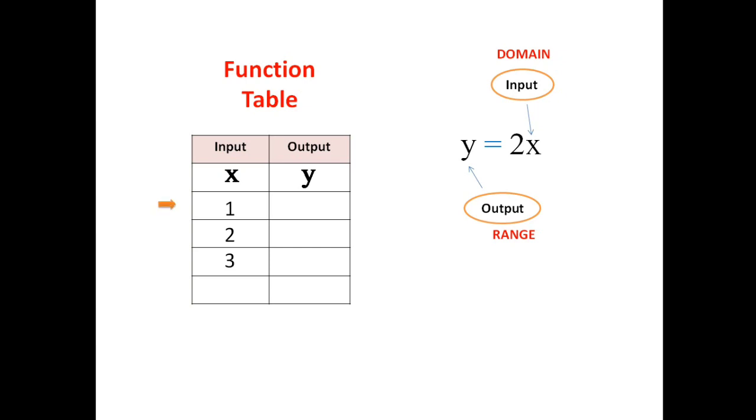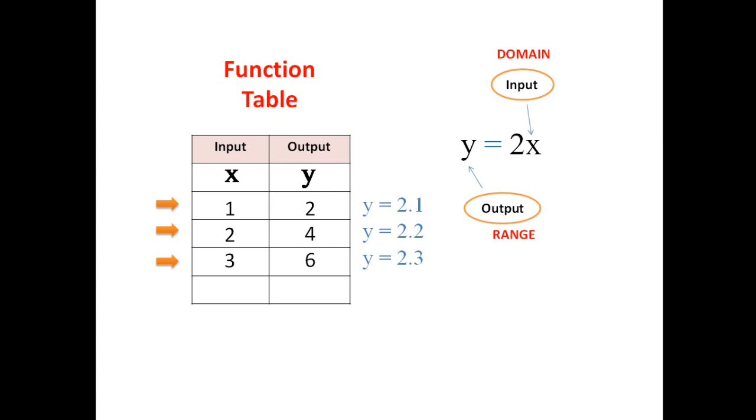If we input the value 1, in other words, if we substitute the value 1 for the x in our equation, then we get y equals 2 times 1, which simplifies to y equals 2. If we input the value 2 into our function, we get y equals 2 times 2, which means y equals 4, so the output value is 4. And lastly, if we input the value 3, we get y equals 2 times 3, which means y equals 6, so the output value is 6.